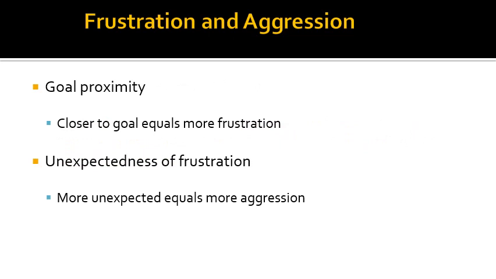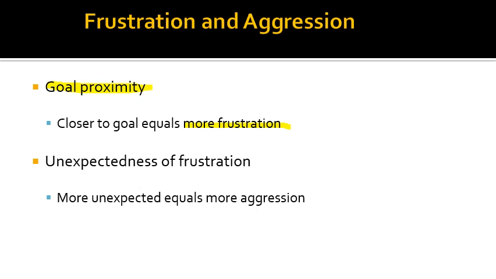Now, the closer we get, the goal proximity, the more frustration we can experience. Let me give you an example. If you were 1 point away from an A at the end of a semester, and the professor did not give you that extra point, that would increase your level of frustration, because again, you were so close to the goal. So that's another factor about frustration and aggression.